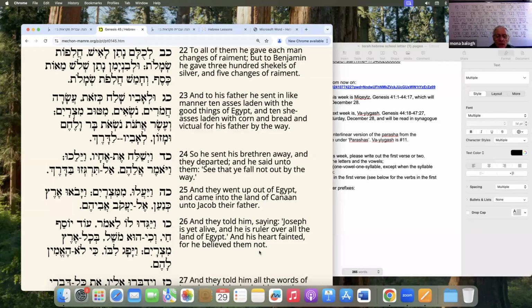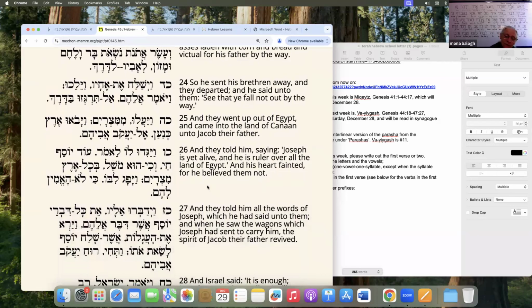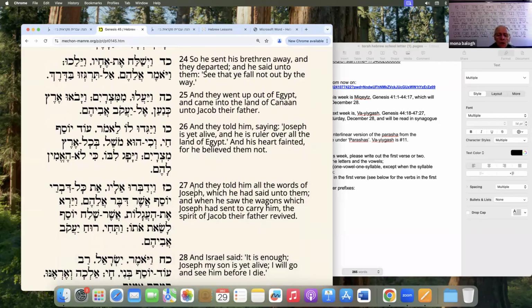Okay, this is the time to have a little heart attack if you have a kind of vulnerable heart. Okay, it fainted. And they told him all the words of Joseph, which he had said to them. And when he saw the wagons which Joseph had sent to carry him, the spirit of Jacob, their father, revived. Okay. Vatechi. Okay, and was enlivened. Chai means to life. Ruach is spirit. The spirit of life of Jacob, their father, came alive.